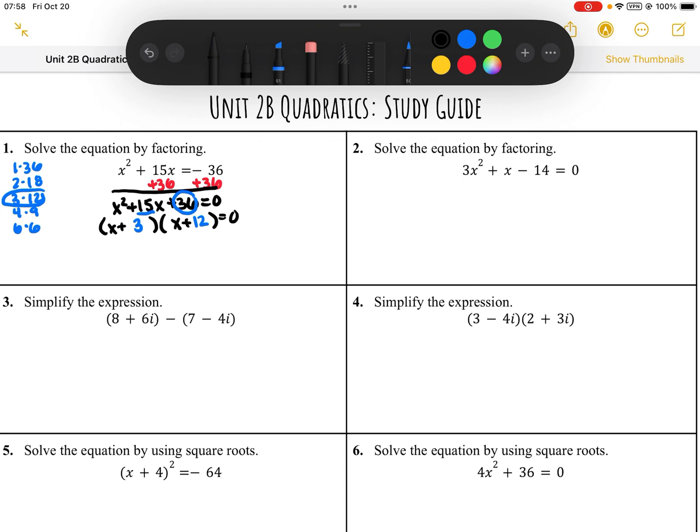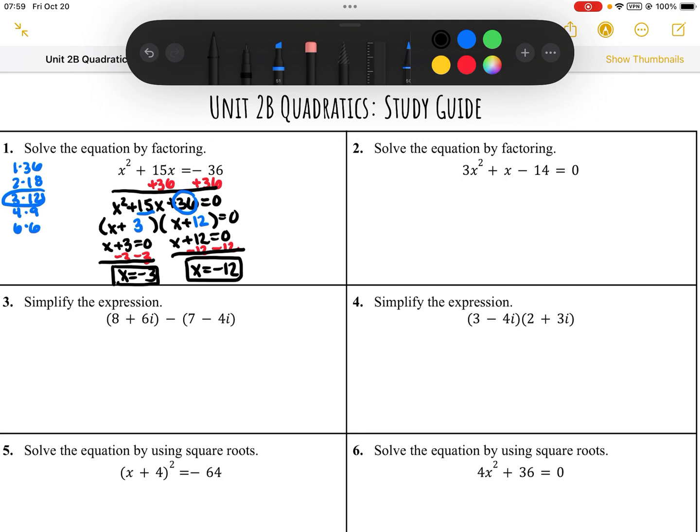After I factor, I set my factors equal to 0 and solve. So I have x plus 3 equals 0 and x plus 12 equals 0. First equation, I'm going to subtract 3 from both sides. So I get x equals negative 3. That's my first solution. Second equation, I need to subtract 12 from both sides. So x equals negative 12 is my second solution. So my two solutions for number 1 are negative 3 and negative 12. So again, first step, get everything to one side. Factor, set your factors equal to 0, and solve.